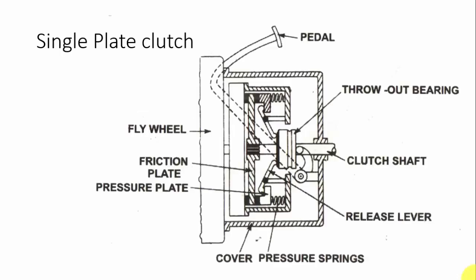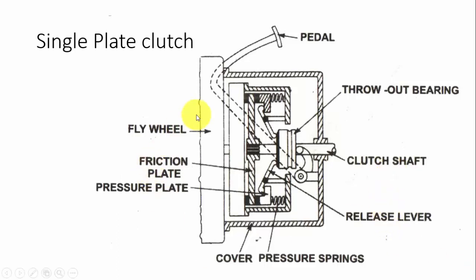In this video, we will see the various types of clutches which are being used in automobiles. Let us start by discussing the single plate clutch. The single plate clutch is the most widely used type of clutch in heavy automobiles.